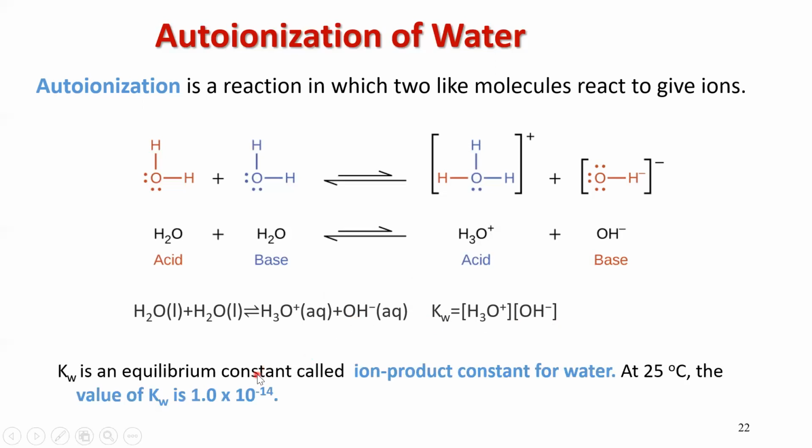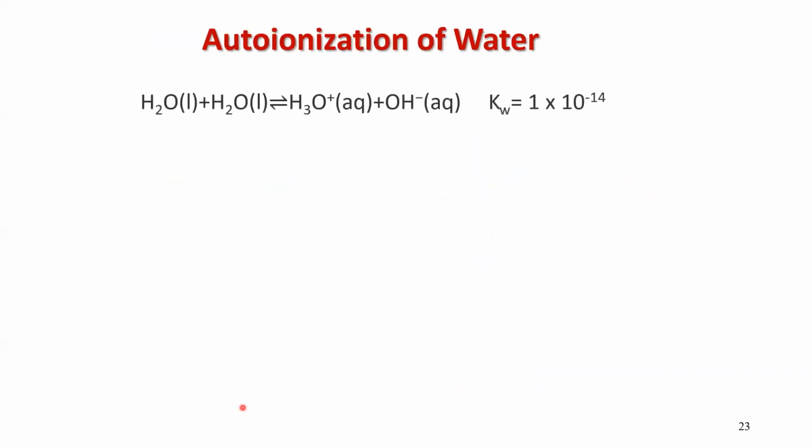Kw is an equilibrium constant. It's called the ion product constant for water. And at 25 degrees Celsius, Kw equals 1.0 times 10 to the minus 14. Now remember that all K values are temperature dependent. If we change the temperature, we change the value of K. But at 25 degrees Celsius, Kw equals 1.0 times 10 to the minus 14. It's a constant. Autoionization of water produces hydronium and hydroxide. We're at equilibrium. Kw equals 1 times 10 to the minus 14.